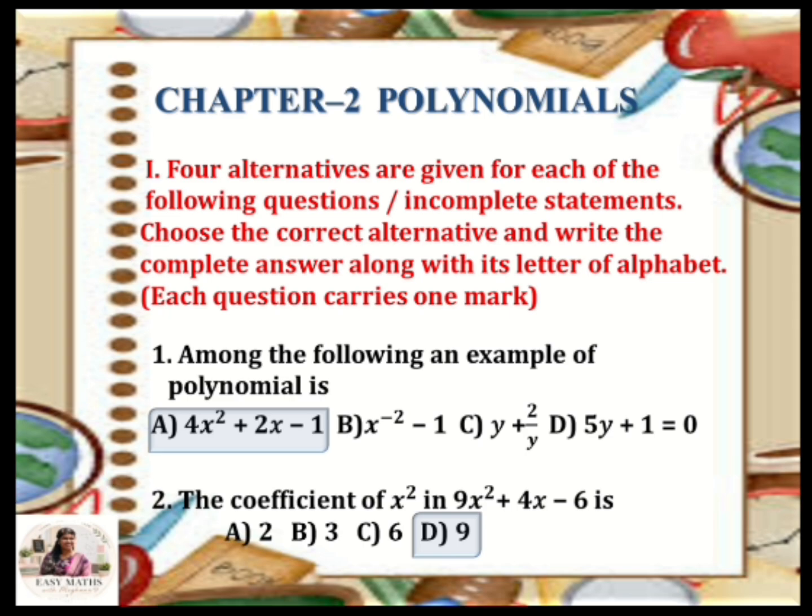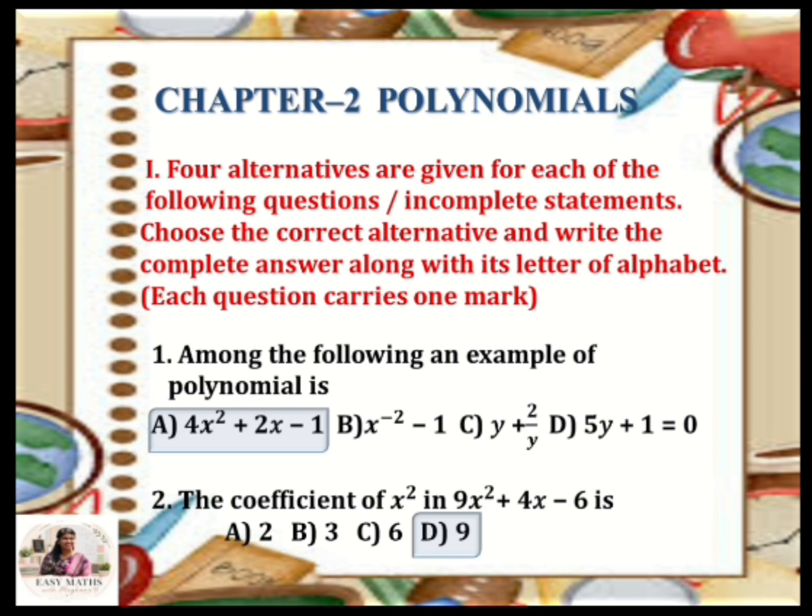Here, in this question, they are asking which is the example for polynomials. So, correct answer is option A, that is 4x square plus 2x minus 1. Here, option A is the correct answer because it is there in the format of the terms and the variables. That's why it is the example of polynomial. In other 3 cases, it is not the type of polynomial. So, the correct answer is option A.